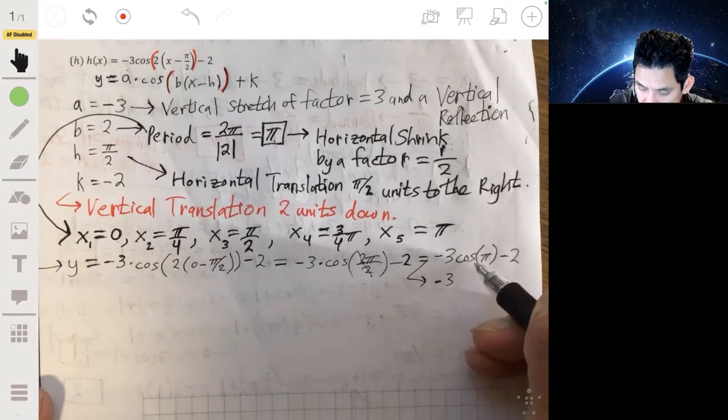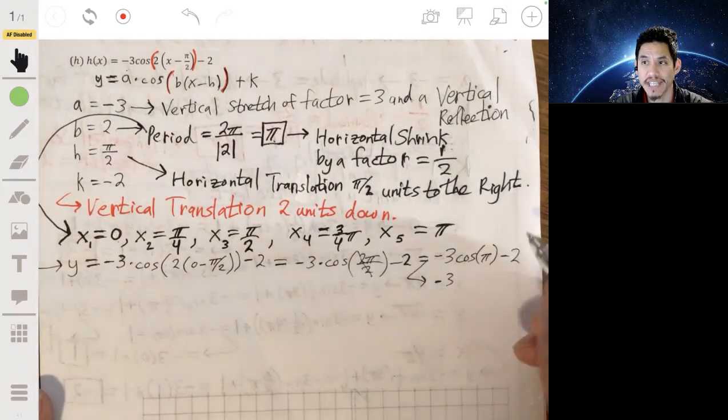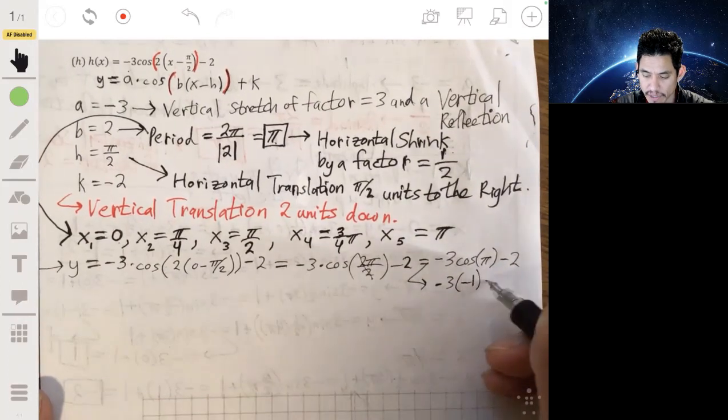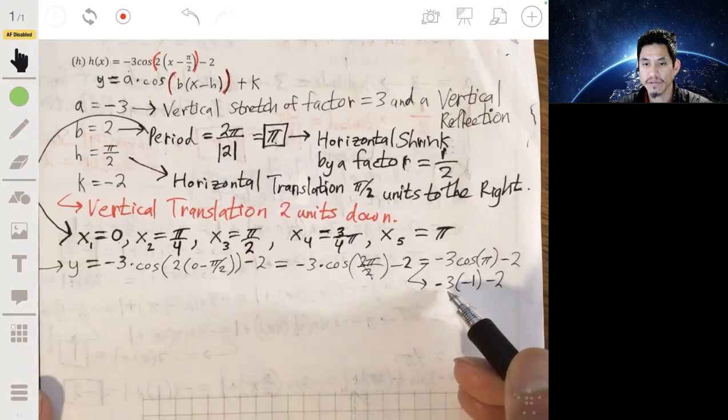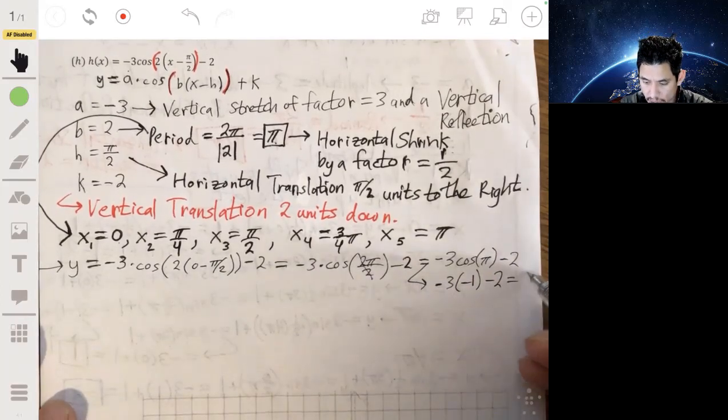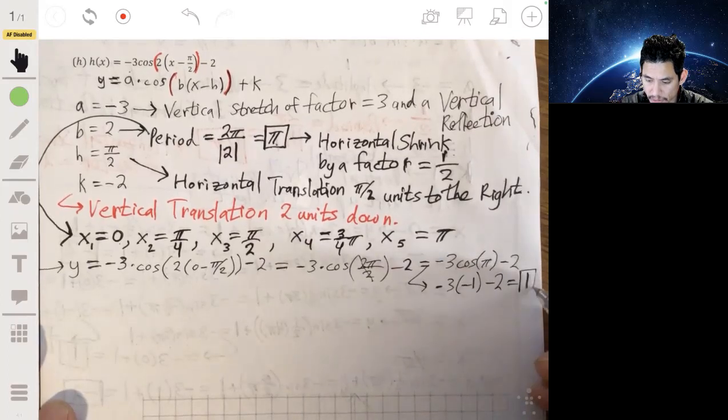So -3 times the cosine of pi. The cosine of pi is -1 because it's on the left side of the unit circle. So -3 times -1, minus 2. -3 times -1 is 3, minus 2 is just 1. So your first value will be at 1.